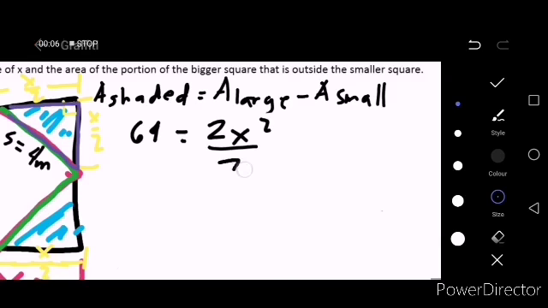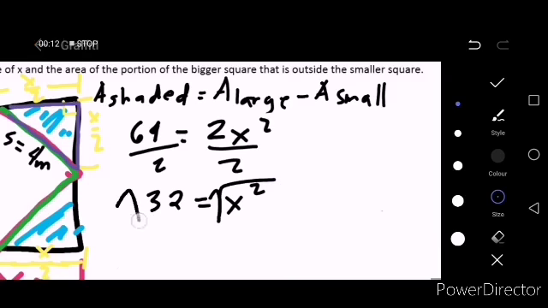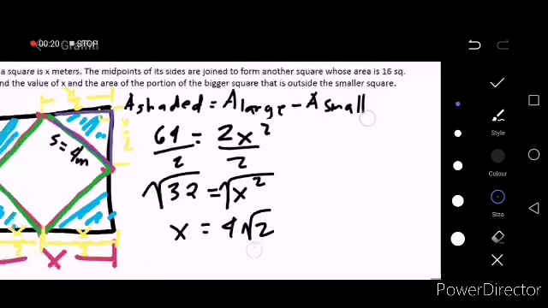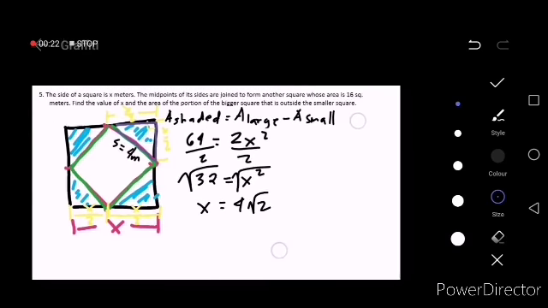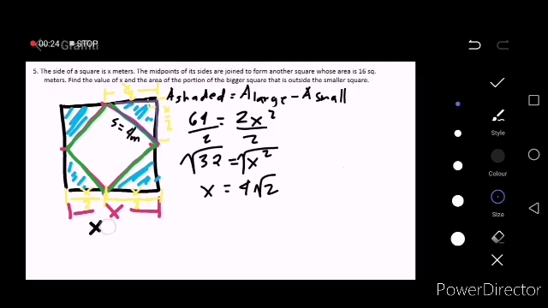Then, divide both sides by 2 will give us 32, then we have x squared. Get the square root of both sides. X now is equal to what? X is equal to 4 square root of 2. Okay? Ngayon, anong importance ng ginawa natin dito? Nahanap ko na yung value ng x, which is x equals 4 square root of 2.